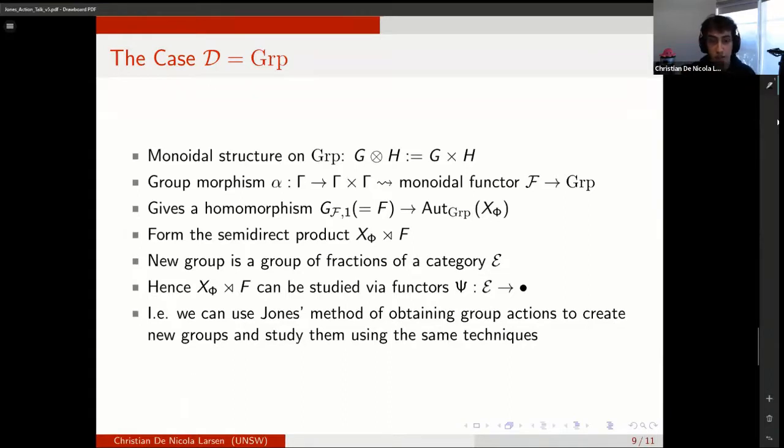So let's just see what we've done so far. We've taken a group homomorphism alpha, and from this, we've created a new group. And this new group actually ends up being the group of fractions of a certain category E. This is something that my PhD supervisor actually worked out. So we've made this new group, and we can study it via functors coming out of this category that it's the group of fractions of. So in summary, we can use this Jones method of obtaining group actions to firstly create new groups, and then we can study these new groups that we've generated using the same techniques, which is pretty neat.